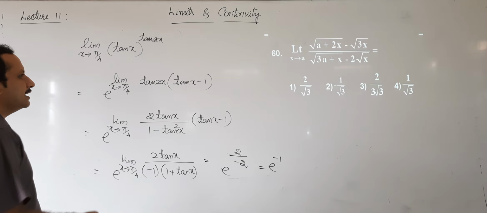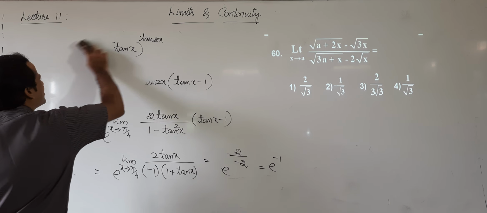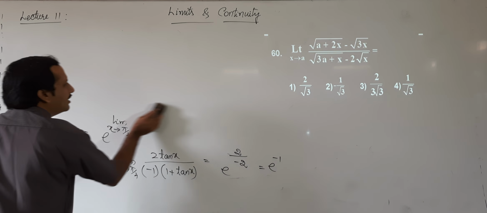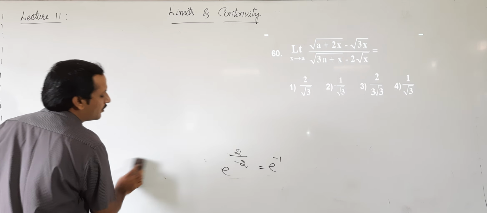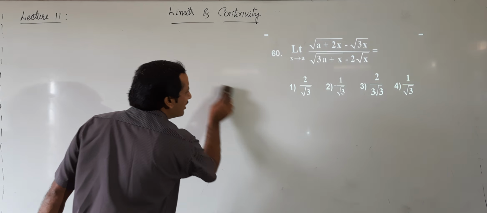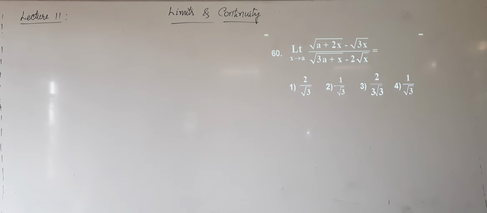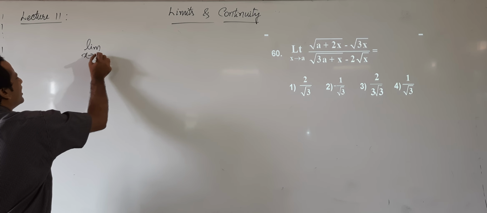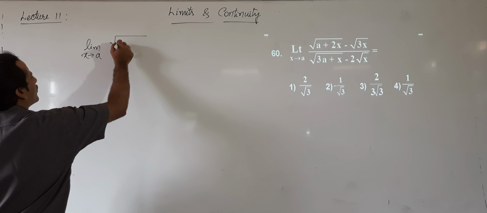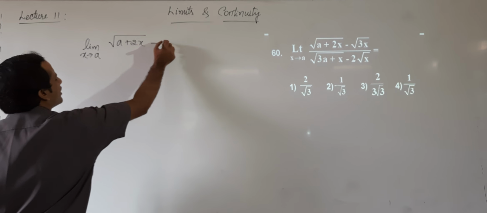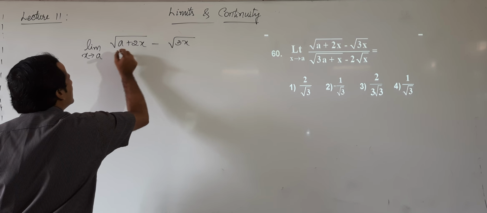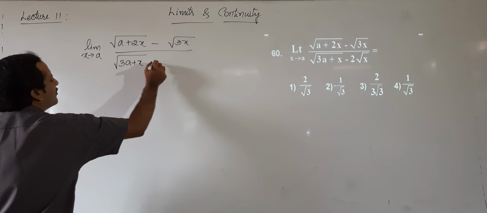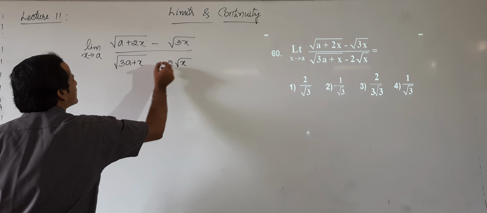Okay. Question number 60. Limit x tends to a, root of a plus 2x minus root of 3x divided by root of 3a plus x minus 2 root x is equal to. Limit x tends to a, root of a plus 2x minus root of 3x divided by root of 3a plus x minus 2 into root x.